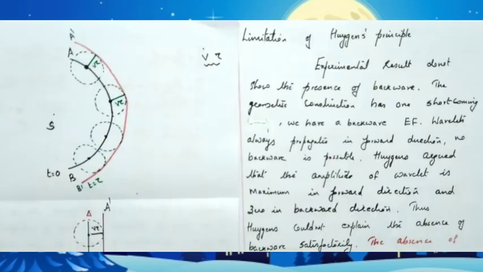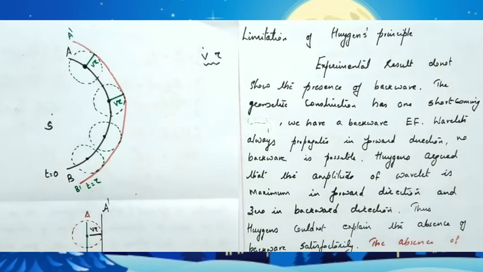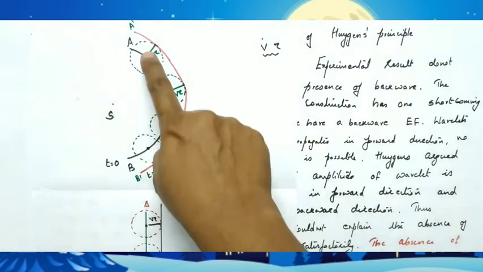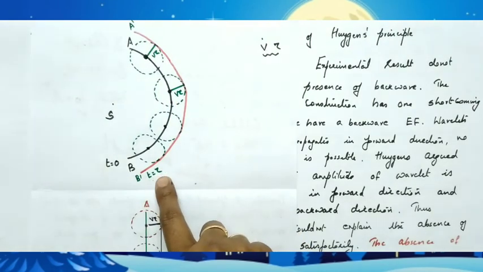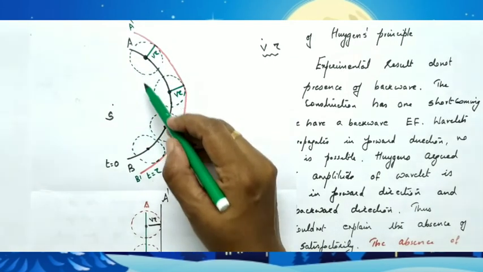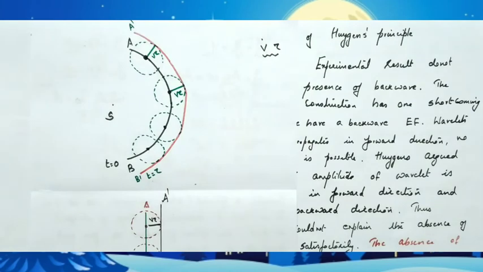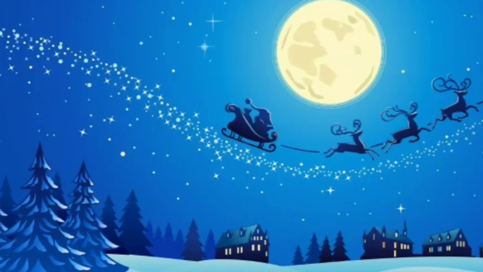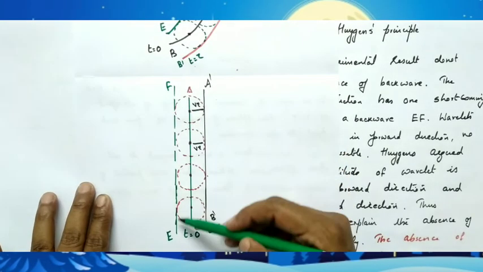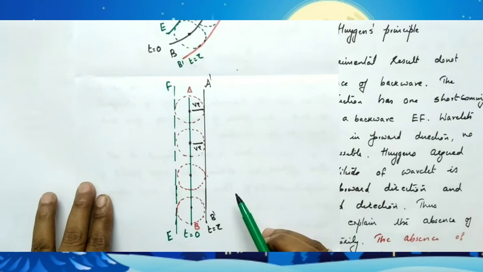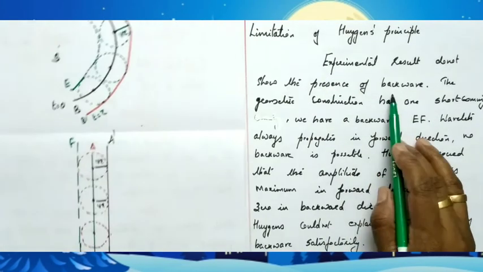Huygens' principle has one shortcoming or one limitation. Experimental results do not show the presence of a back wave. Here, if you consider the spherical wave, this is the spherical wavefront at time t equal to tau. Here we can draw a tangent in the backward region also, and we can join the tangents, isn't it? So EF represents the back wave. In the plane wavefront also, EF represents the back wave. So we can draw a tangent in the forward region and the backward region also. But experimental results do not show the presence of a back wave.